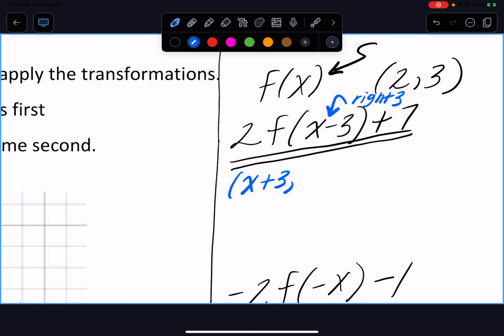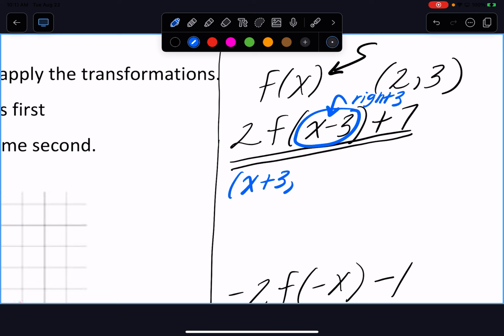We memorized that shifts left and right are inside the parentheses. Are we all understanding and remembering that we memorize shifts left and right are inside the parentheses? Yes? We go opposite of the sign. So verbally, isn't that right 3 units? So if you're taking a graph and actually for sure shifting it right 3, you need to take your x's and add 3 to them to move it to the right 3.